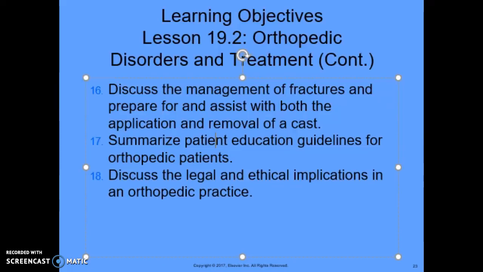Welcome back to part 2 of chapter 19 lecture. And we were talking about our 19.2 learning objectives. So discuss the management of fractures and prepare for and assist with both the application and removal of a cast. Summarize patient education guidelines for orthopedic patients and discuss the legal and ethical implications in an orthopedic practice.